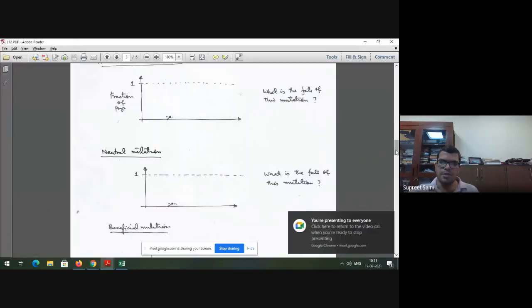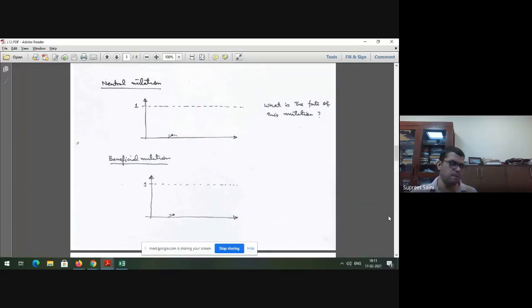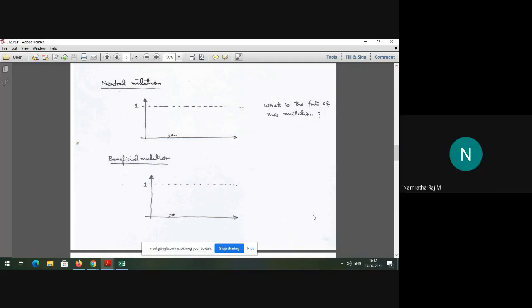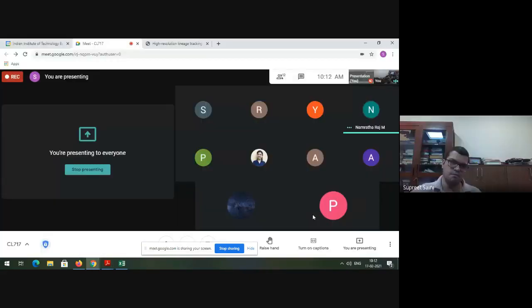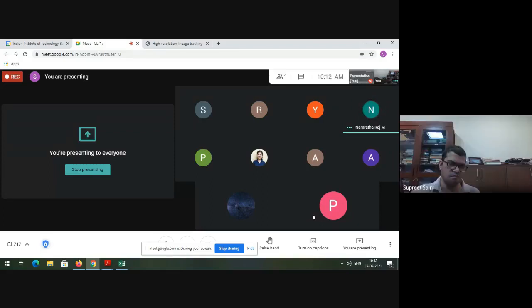In the case of a beneficial mutation, what would you say now? So before the frequency reaches some threshold, it might go extinct, because the probability of fixation will be less. But after that, it might go for fixation. Yeah. Others?